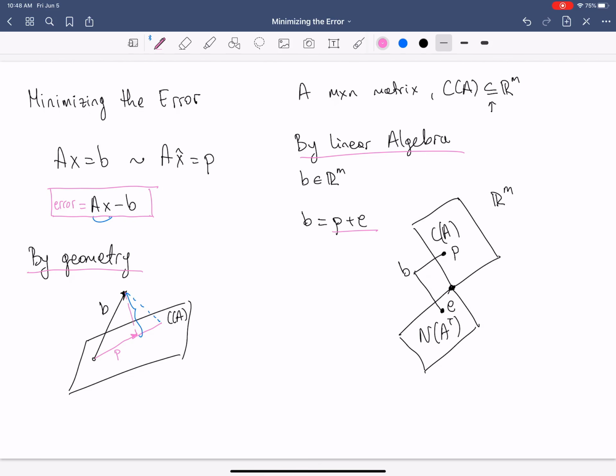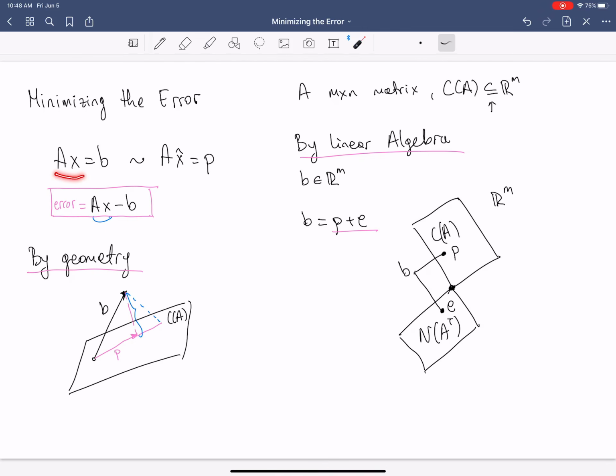The error of using AX instead of B may look a little weird. Why are you subtracting here? Well, you know that AX is not equal to B. So AX is a vector in the column space of A. B is a vector in Rm. Their difference is a vector in Rm. How do we make that difference smallest?